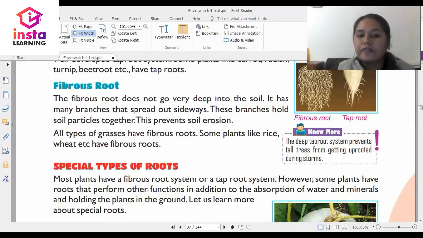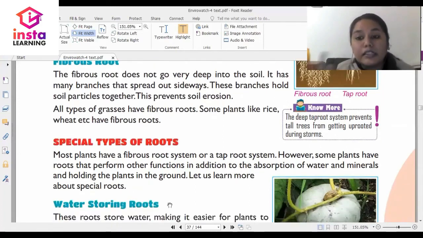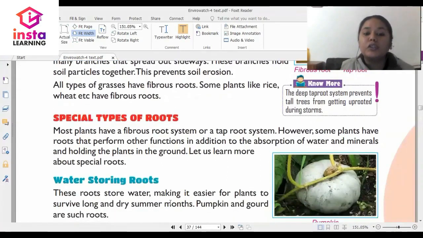Most plants have fibrous root system or taproot system. However, there are some plants which have roots which perform other functions in addition to the absorption of water and minerals and holding the plants in the ground. So let us see what exactly are these special roots.